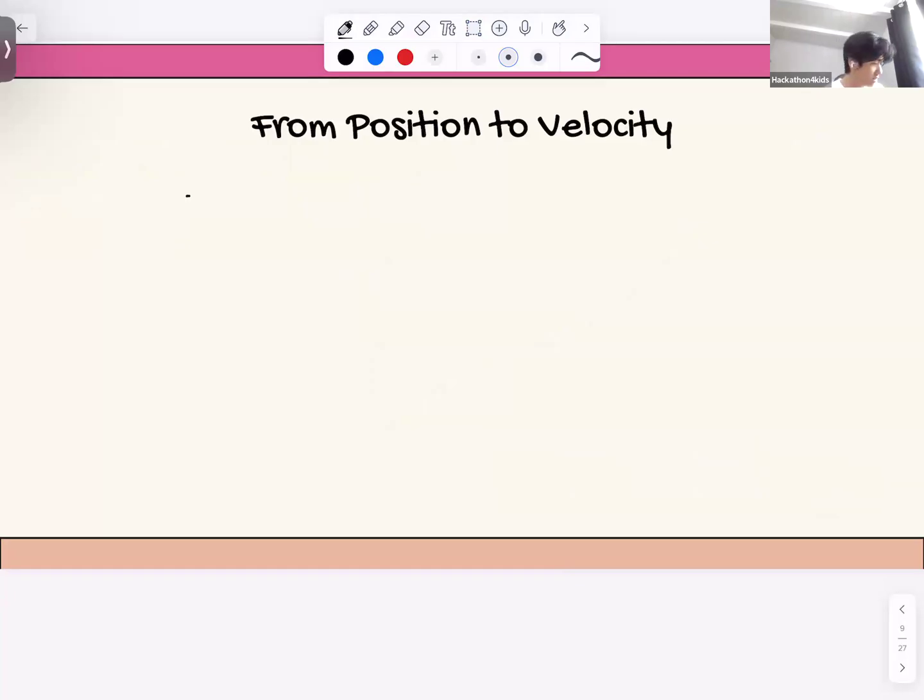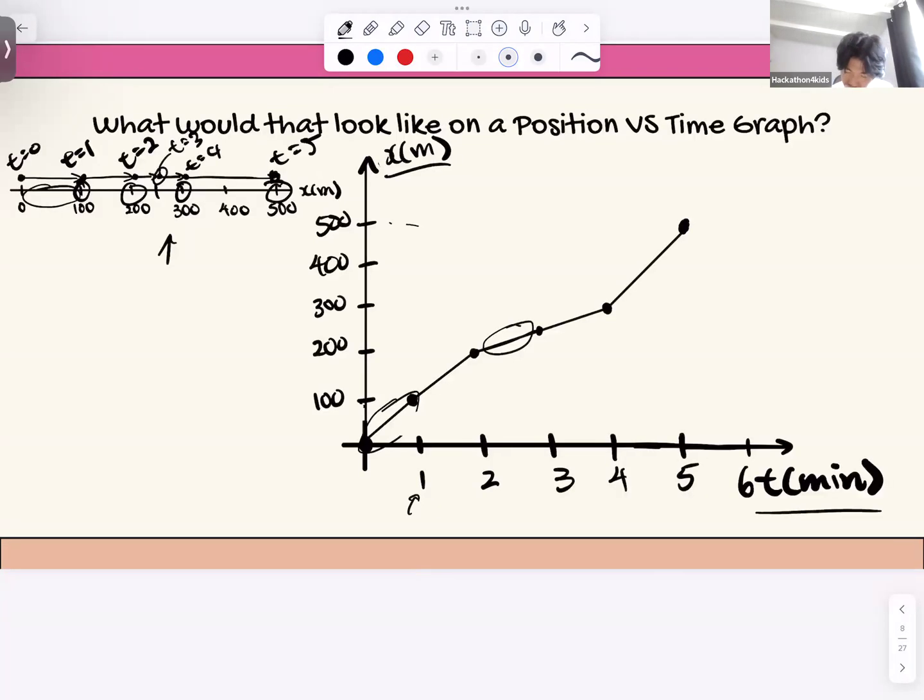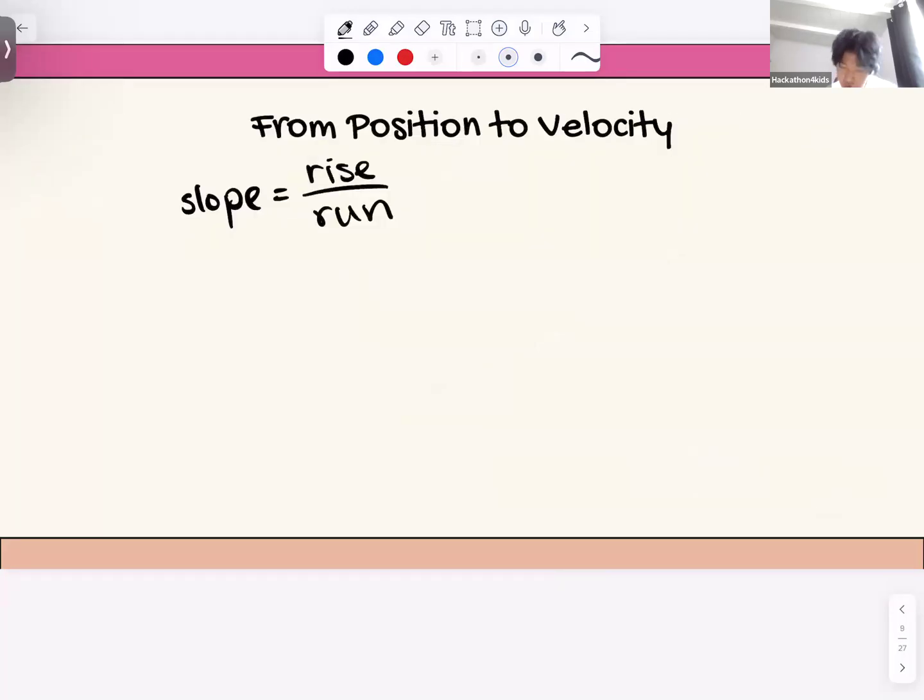So what I'm trying to say here is that the velocity is the slope of a position versus time graph, right? What is the slope again? Slope equals rise over run, right? What is the rise in this situation? That would be the position, right? In meters. The change in position, really, actually. So it would be delta x.